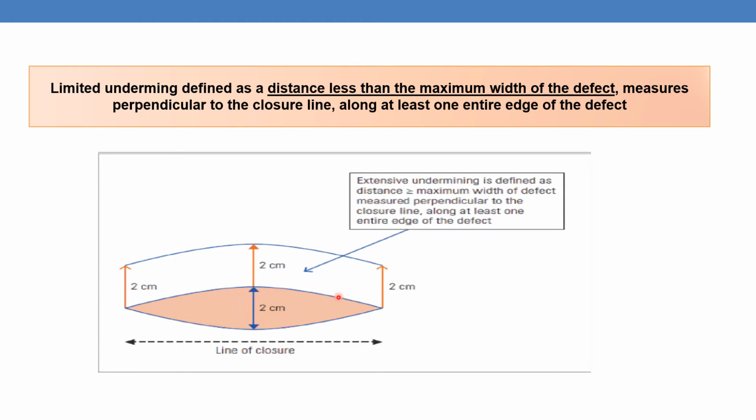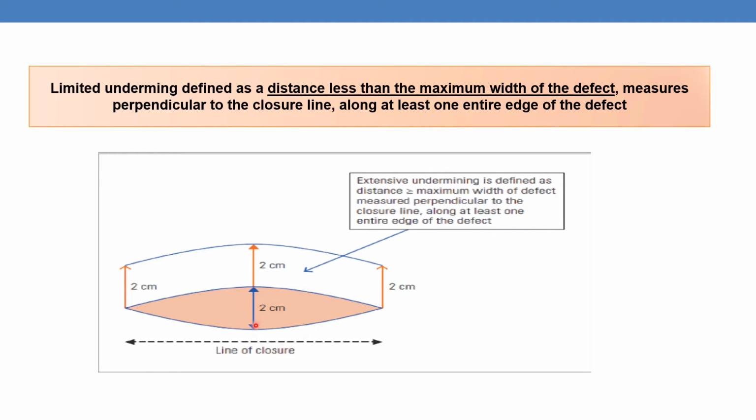This is the defect. The orange area is the defect area. The length of the defect is 2 centimeters. And this is the line of closure. That means you need to close the entire defect, and this is the line of closure. So what is limited undermining?